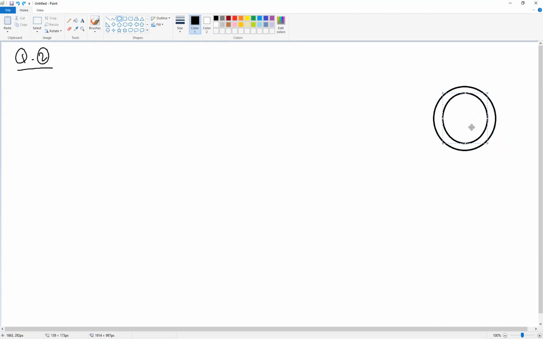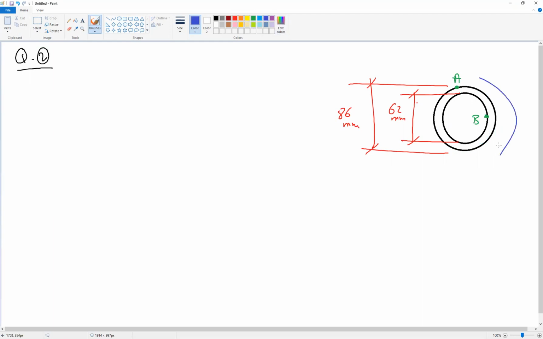Okay. They are not symmetric, but it's okay. So we have a hollow section in this problem. The outer diameter is given 86 millimeter. The inner diameter is given 62 millimeter. The requirement is to find the shear stress at point A and at point B if we have a torque moment of T equal to 12 kilonewton meter.